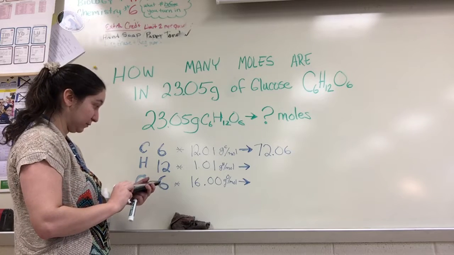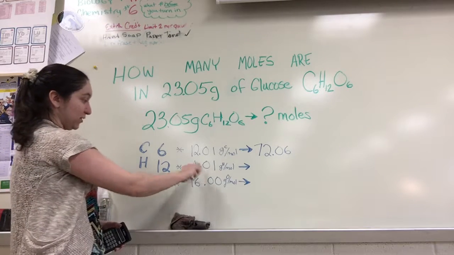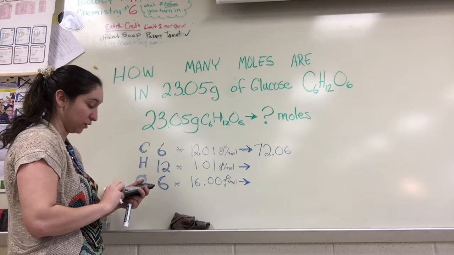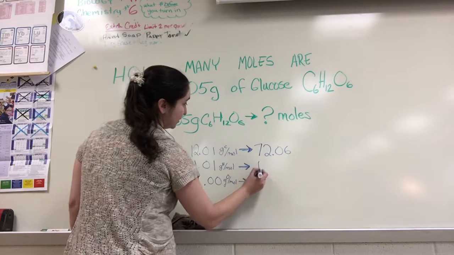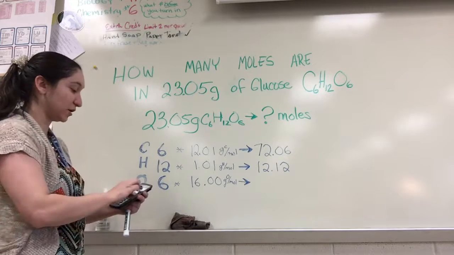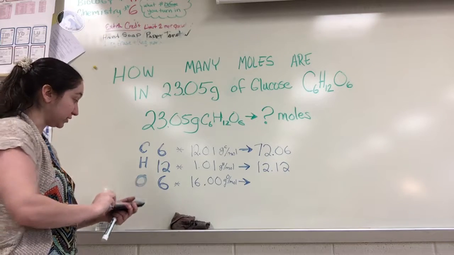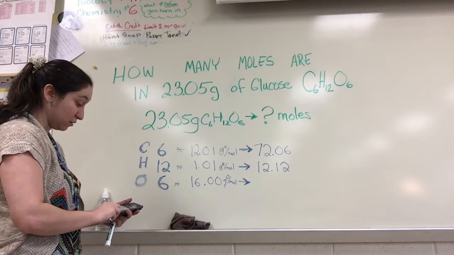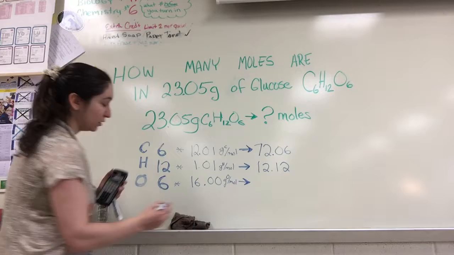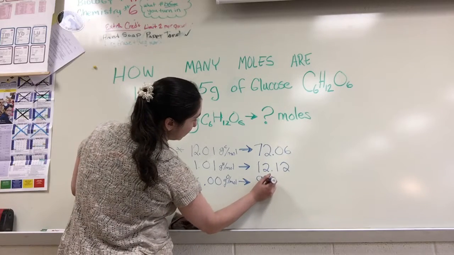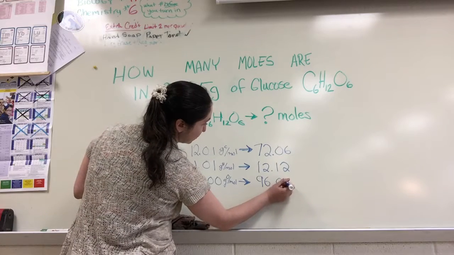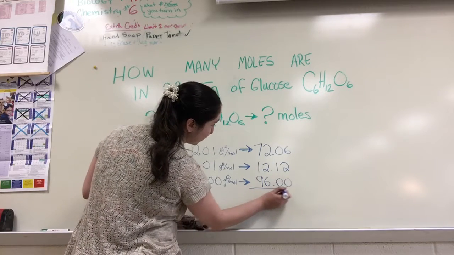1.01 times 12, which is unsurprisingly 12.12. All right, and last we got to factor in that oxygen. There's 6 oxygen atoms times 16.00, and I put my 96.00 here, and there are 2 zeros there. Okay, so make sure you include them. All right, so these are the totals per mole.